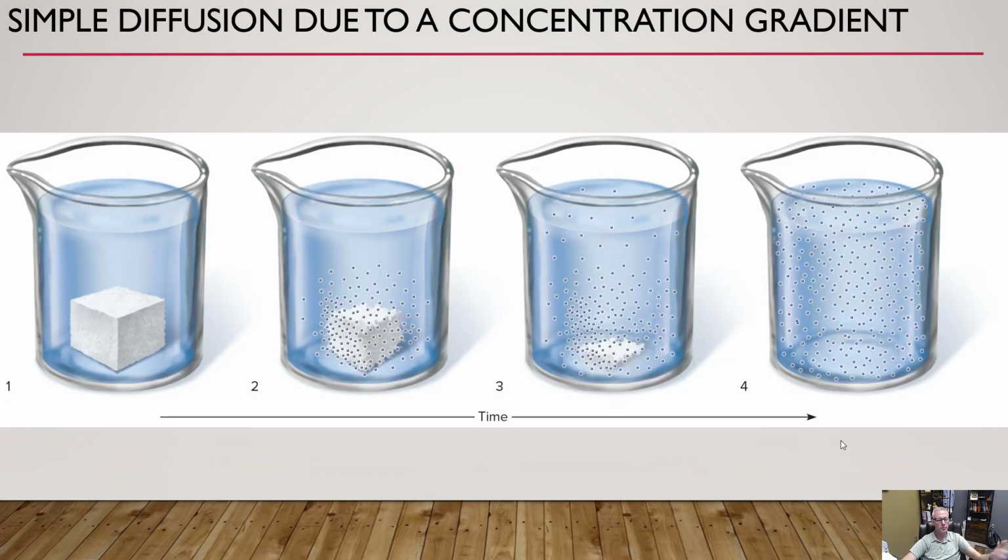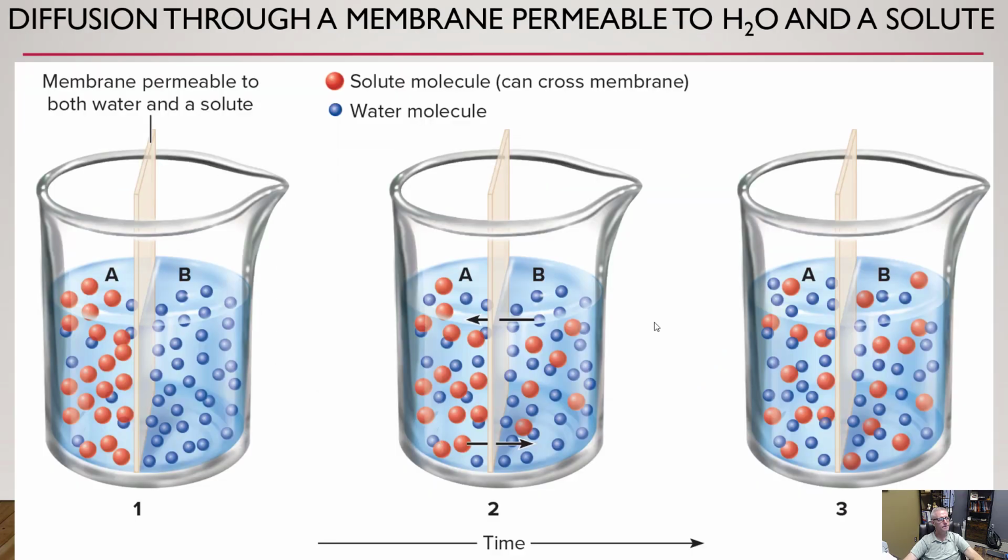All right, so simple diffusion. This is your sugar cube in water. This is your table salt in water. All right, diffusion through a cell membrane. Let's say that we have some sort of lipid-soluble substance. Remember, lipid-soluble substances cross the cell membrane. Eventually, over time, we're going to reach equilibrium. If we count the number of red dots on each side of the cell membrane, they should be equal.